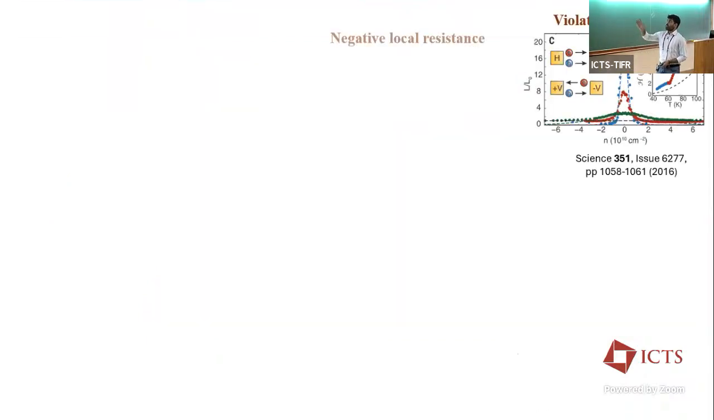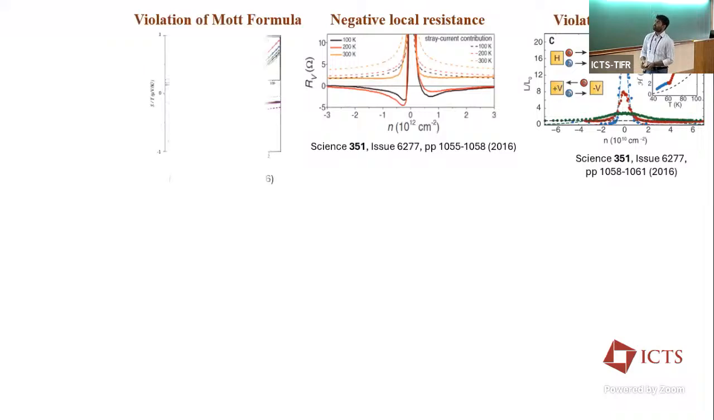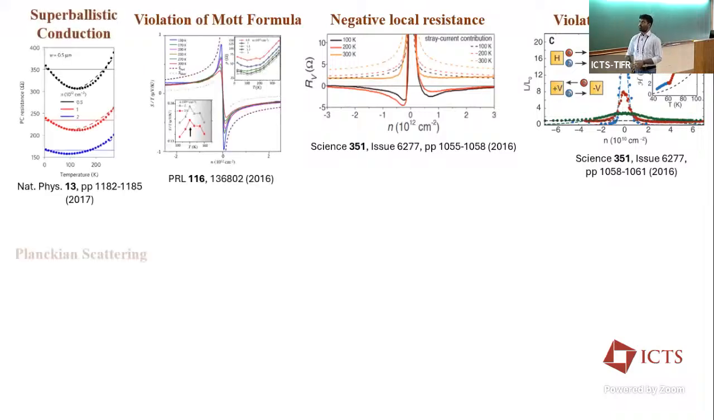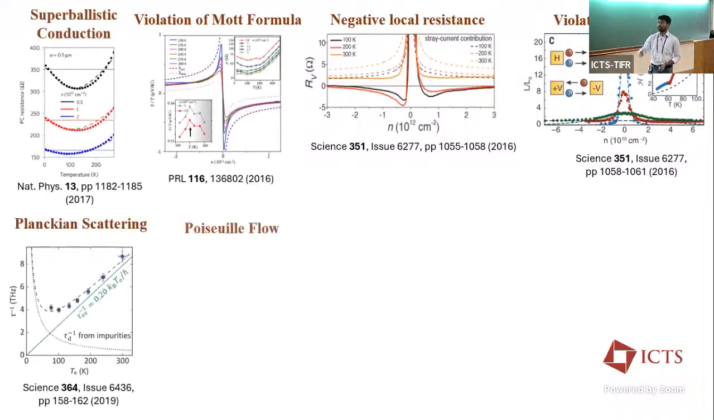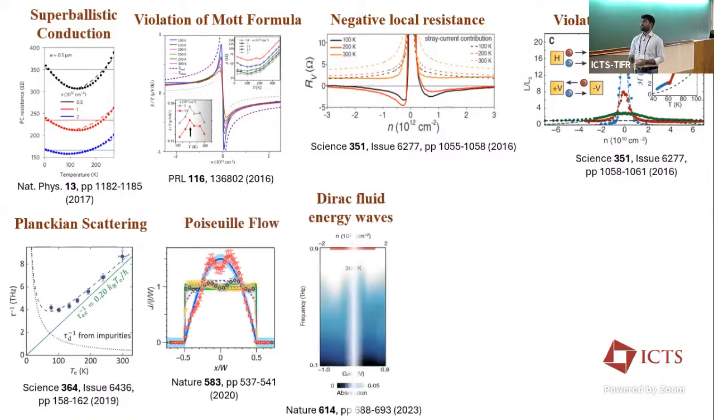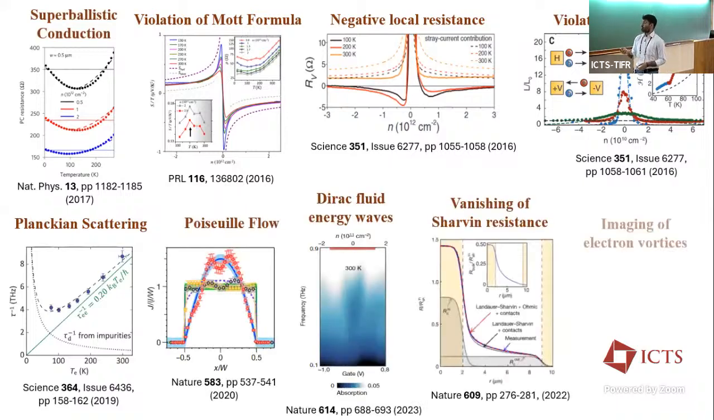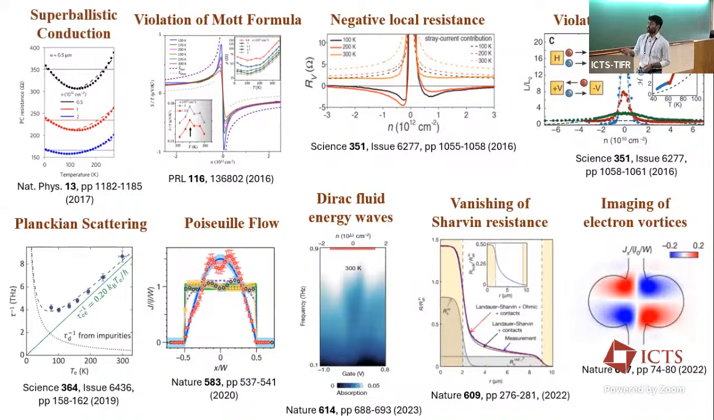So people have found violation of the Wiedemann-Franz law, negative local resistance, violation of the Mott formula, superballistic conduction, Planckian scattering, and the Poiseuille flow that I was talking about, where you see this parabolic dependence along the width of the channel. They have found energy waves, Hall resistance getting mixed up in Corbino geometry, and even imaging of electron vortices. People have found a wide range of exotic physical features in these kinds of systems.